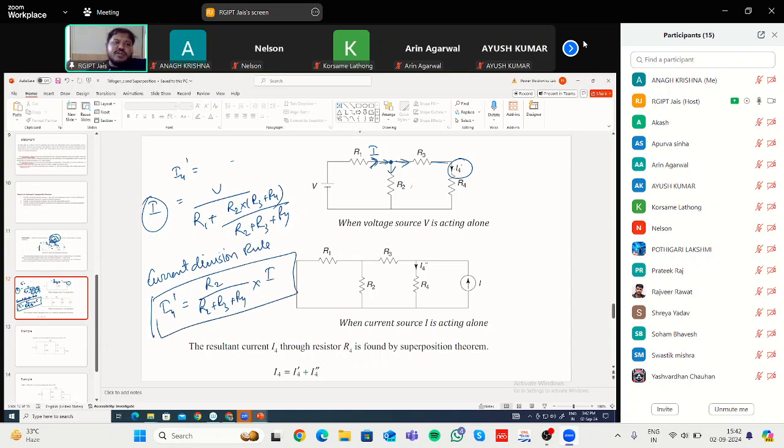It is the current flowing through R4 resistance. Similarly, now in the next part, what we have done, we have deactivated the voltage source. We have kept the current source, but we have deactivated the voltage source. Again, deactivating voltage source means we have replaced that with a short circuit. Next, we are trying to find what will be the current flowing through this R4. Let us denote it as I4 double dash.